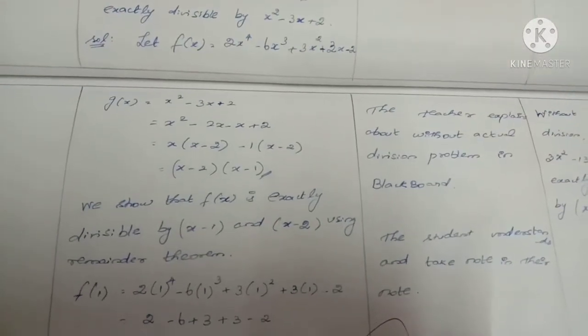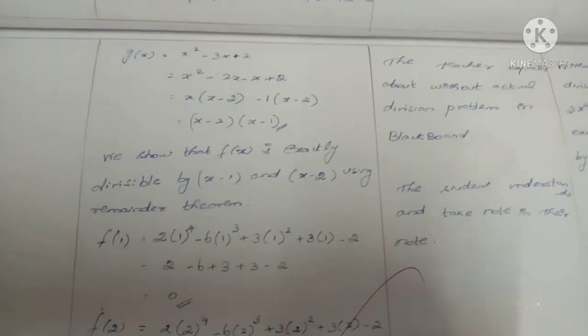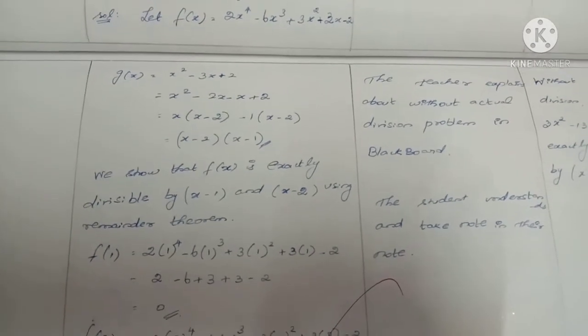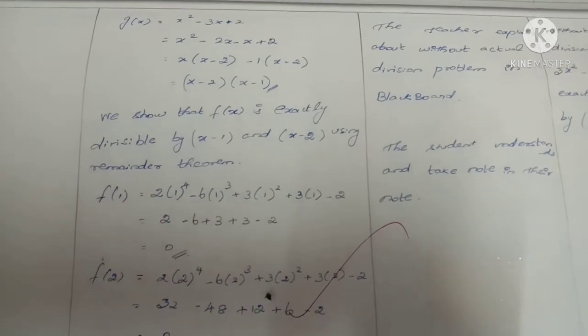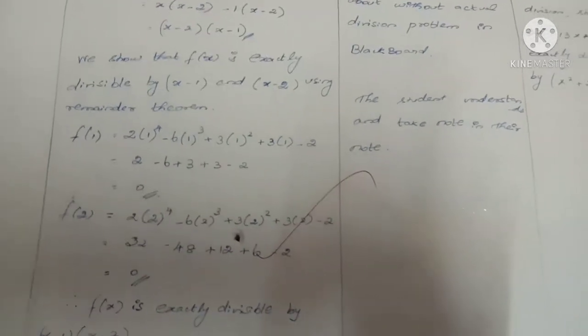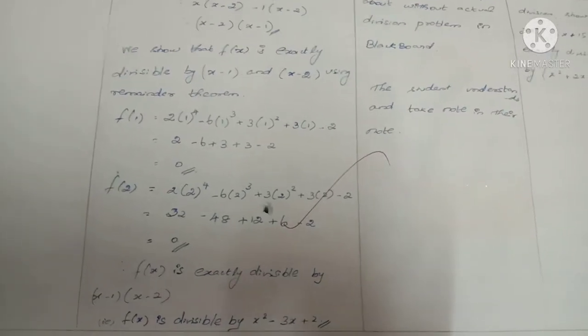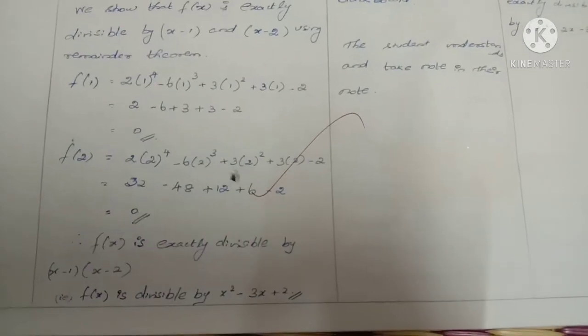This is a big problem. We have to find the f of 1, then we have to find the f of 2. Therefore f of x is divisible by x square minus 3x plus 2.